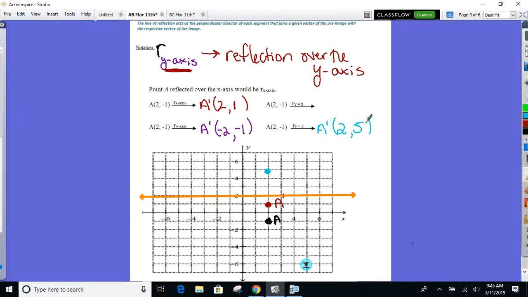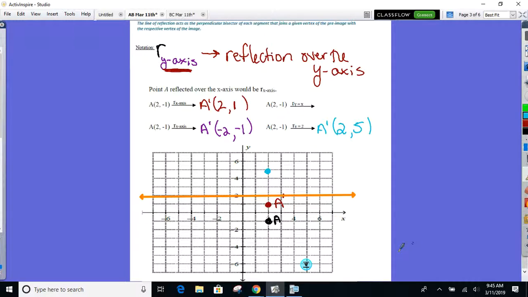Common mistake. Everyone, even if you got 2, 5 or not, take a look. Common mistake when we start reflecting through horizontal or vertical lines, kids start counting from the line. So they would have maybe told me this point was 2, 3. Always count from the origin, remember. I'm going to drive that one home. Count from the origin.